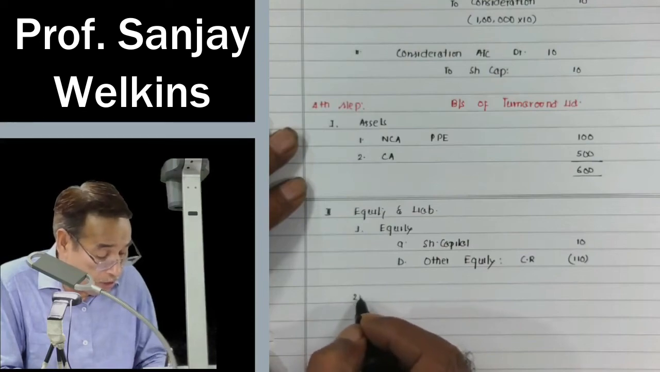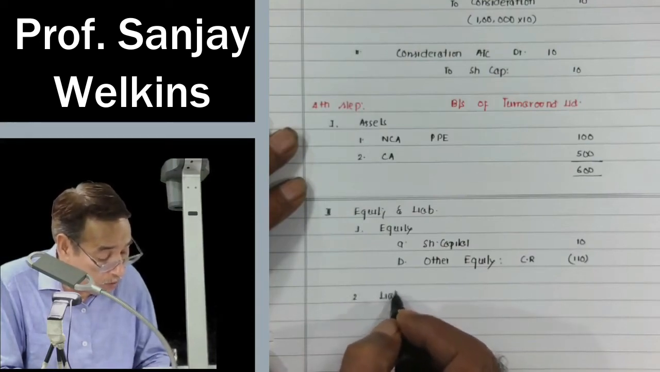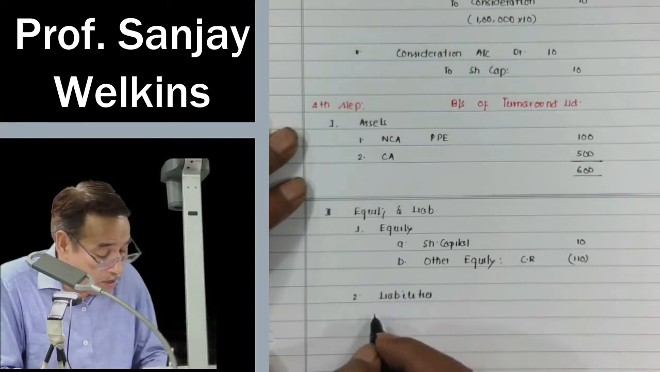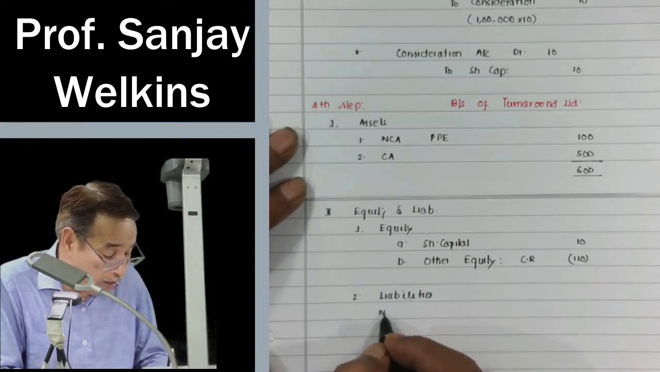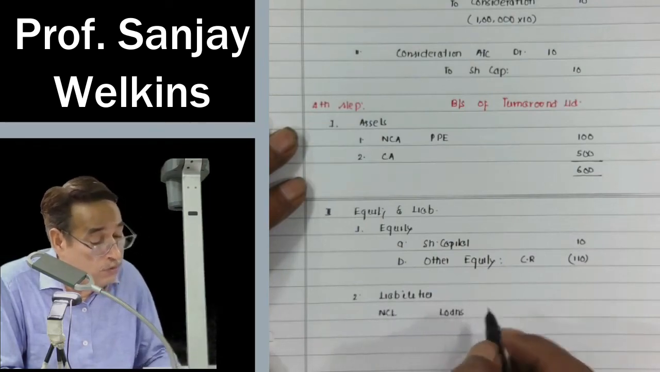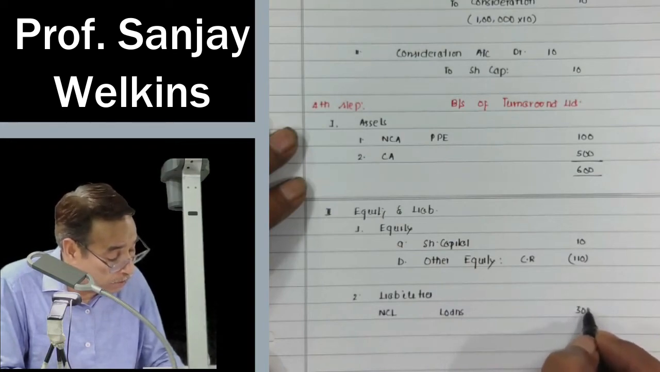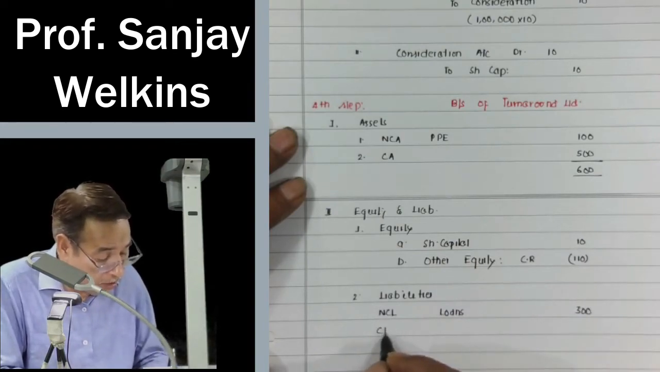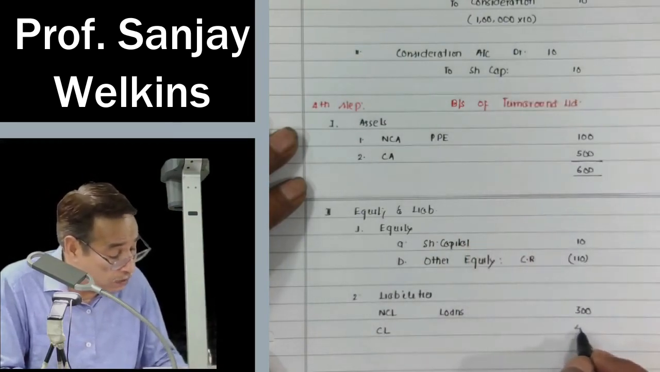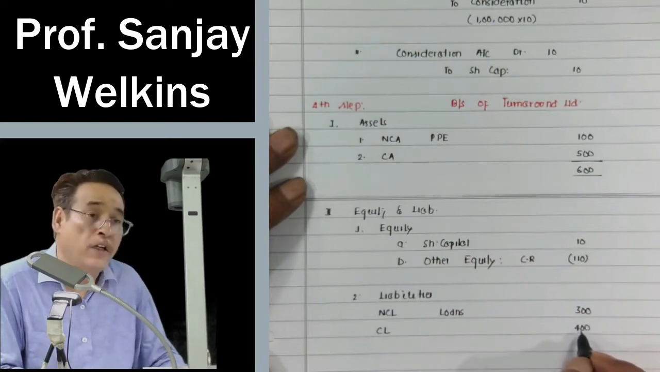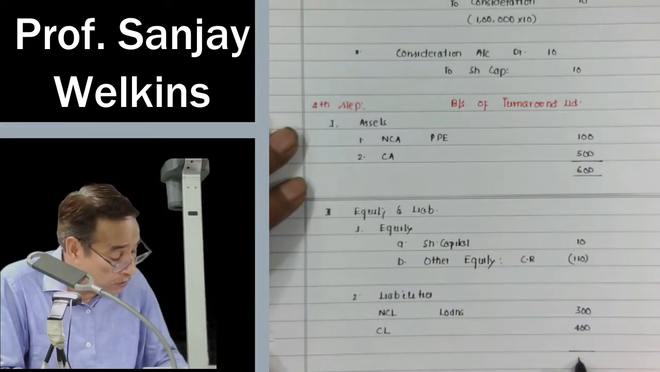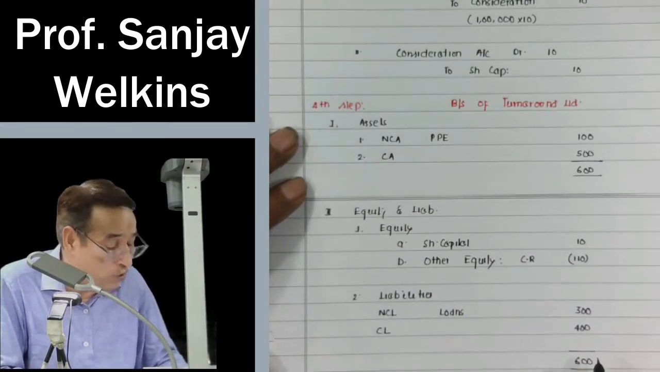Then I am going to write here liabilities. Under the liabilities, I am going to write non-current liability in the form of loans, because they have taken our loans. So 300. And then I am going to write here current liability. Current liability is equal to 400. So 300 plus 400, 700 minus 110 will be equal to 600. So this is how we have to go by.